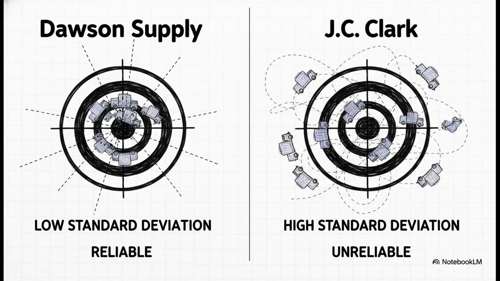And this right here is the answer. Look at Dawson Supply on the left. They've got a low standard deviation. Their delivery times are almost always 9, 10, or 11 days. You know what you're going to get.